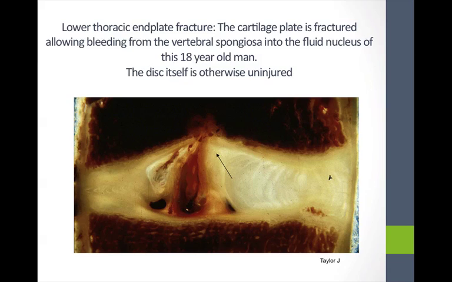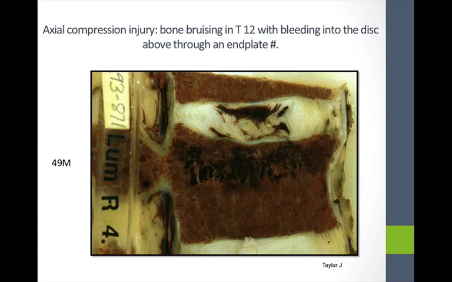Here we can see a lower thoracic end plate fracture. The cartilage plate has been fractured, allowing bleeding from the vertebral spongiosa into the fluid nucleus. The disc itself is otherwise uninjured. This slide demonstrates an axial compression injury with bone bruising in the T12 vertebral segment.